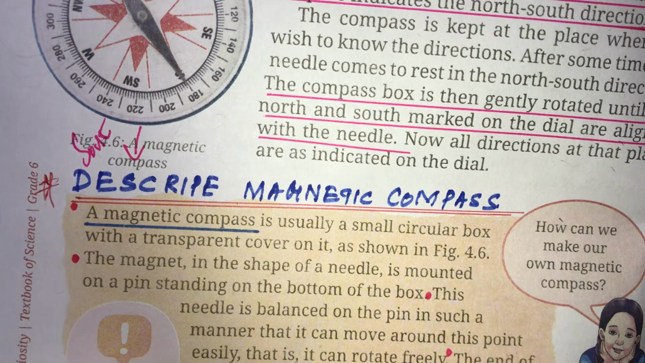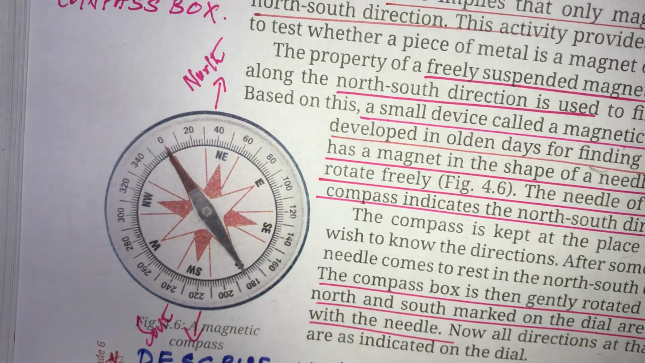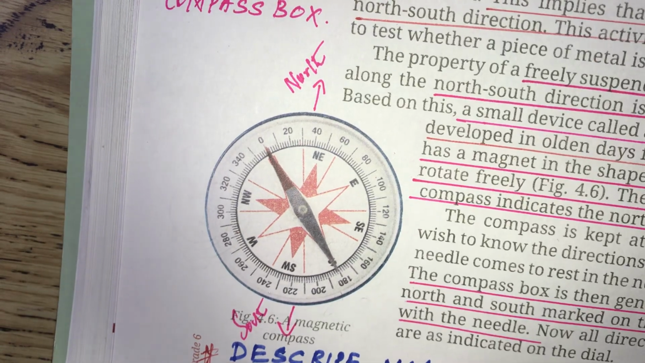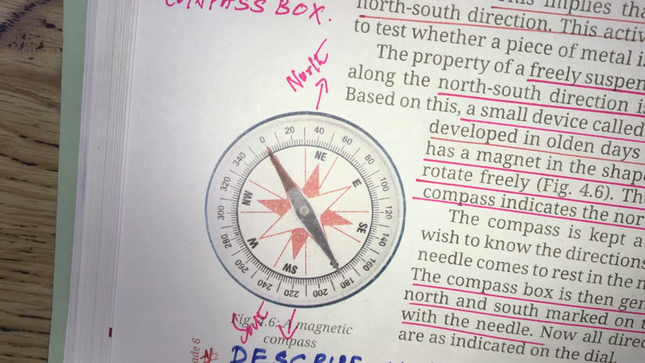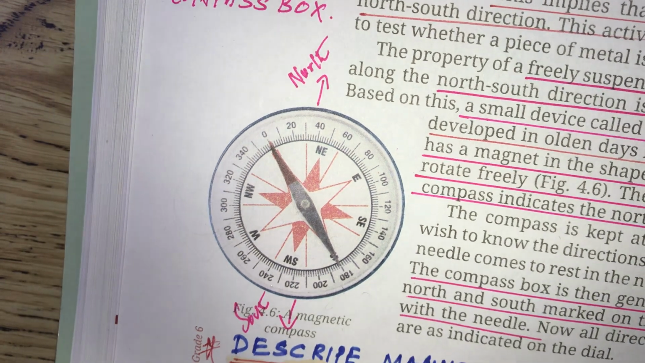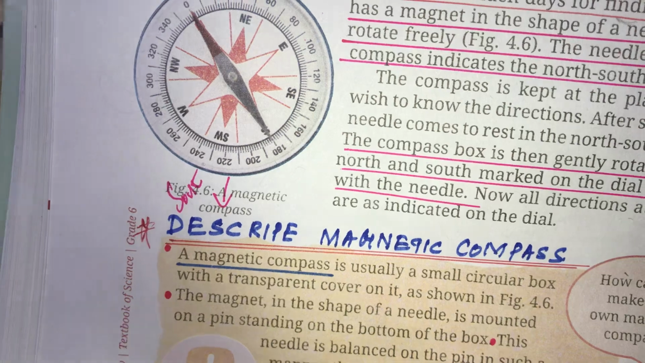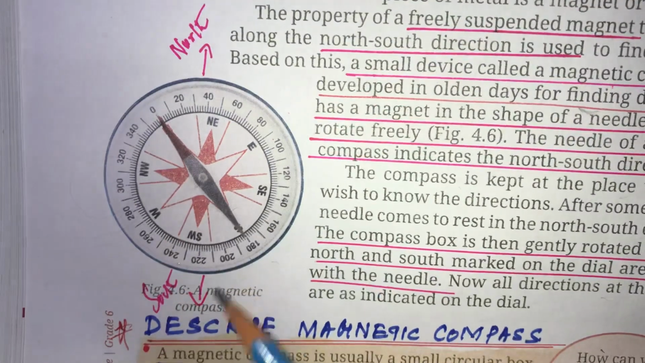A magnetic compass is usually a small circular box with a transparent cover. The magnet in the shape of a needle is mounted on a pin standing at the bottom of the box. This needle is balanced on the pin in such a manner that it can move around easily or rotate freely.